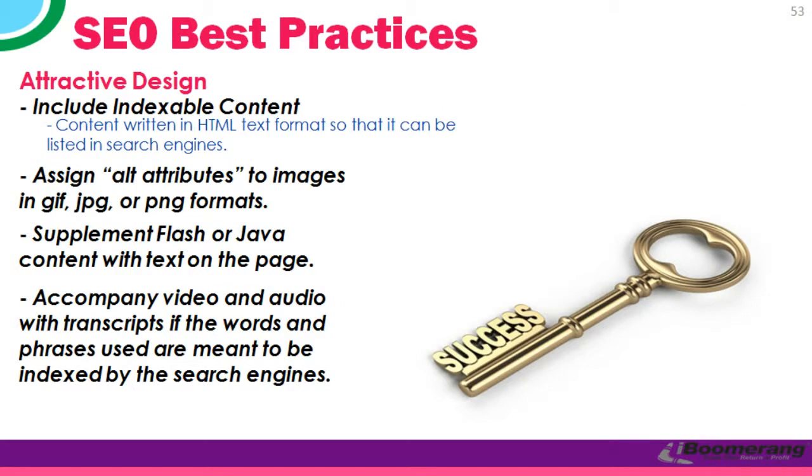I'm going to start with each of the elements that I discussed earlier. When it comes to your design, be sure to include indexable content. If a search crawler cannot read the content, it won't index your web page. Assign the alt tags to all of your images. If you're using Flash or Java elements on your website, supplement that content with text on the page. And finally, if you have a video or audio, add a transcript so the crawlers can index that information.